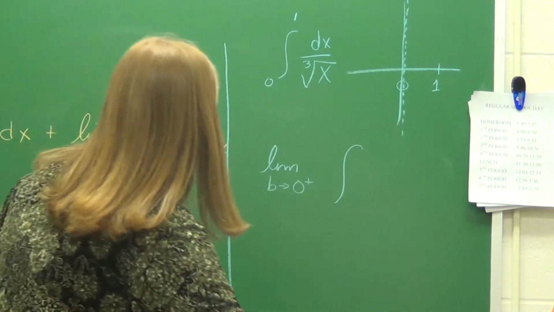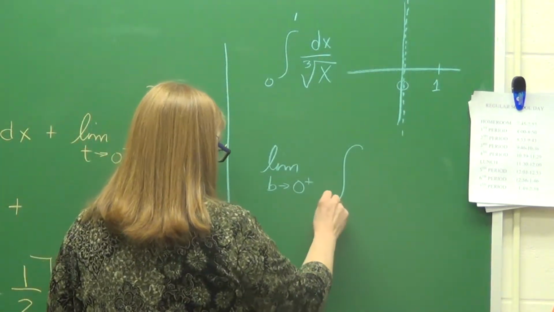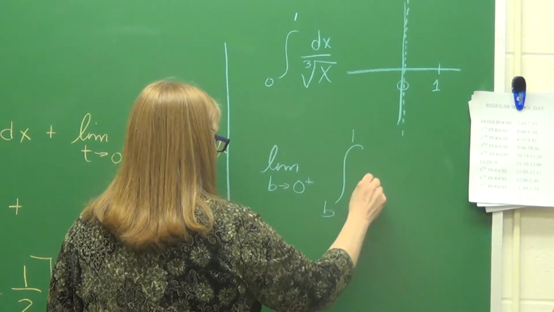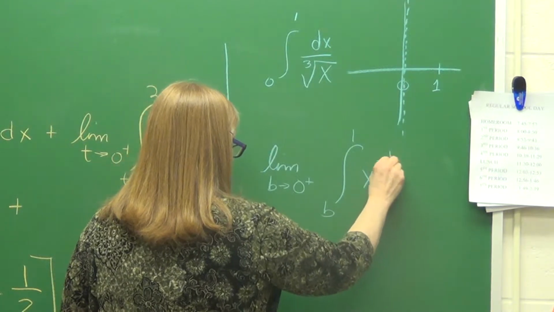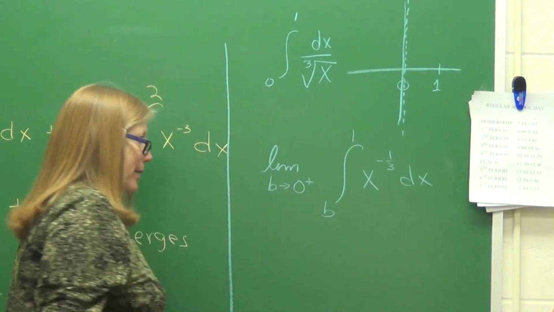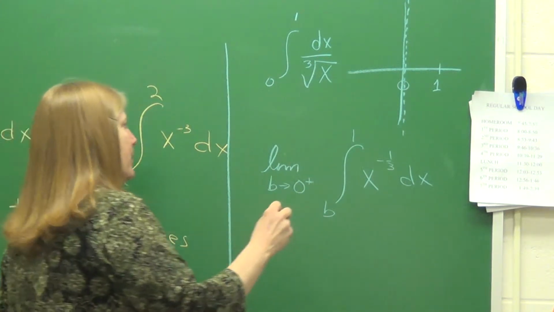What do you think? Erin, what do you think this limit will be? B to 1. From, and this is x to the what? Minus 1/3 dx. Go ahead. I said we wouldn't do it all the way out, but go ahead and do this one. I think this is one that converges.